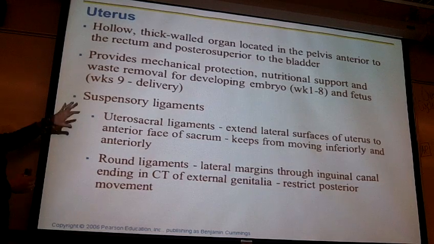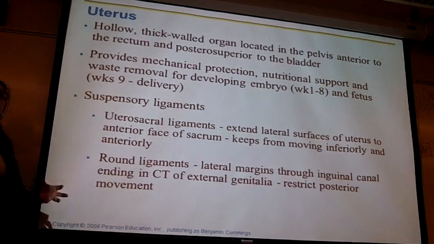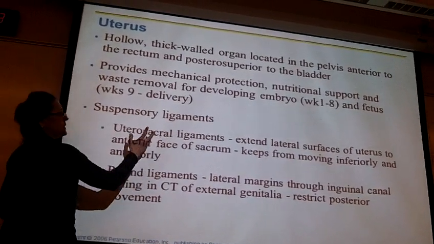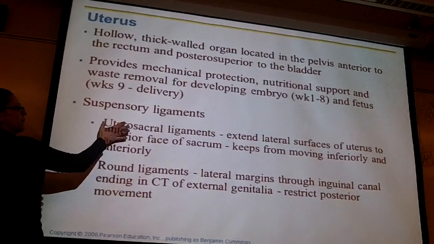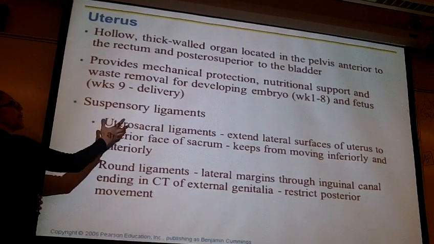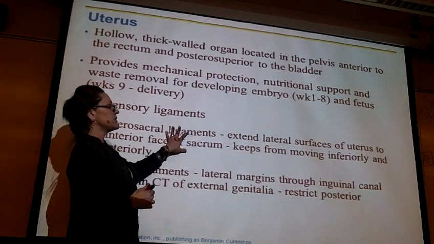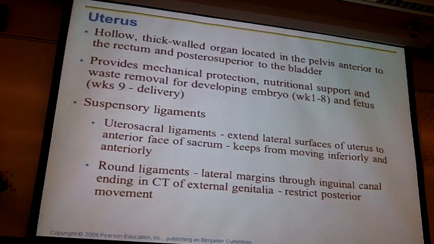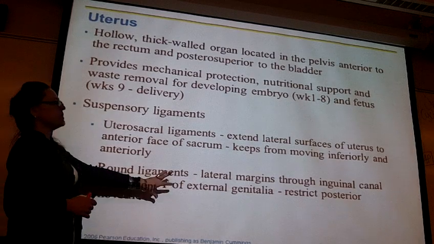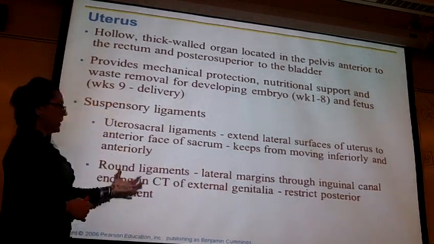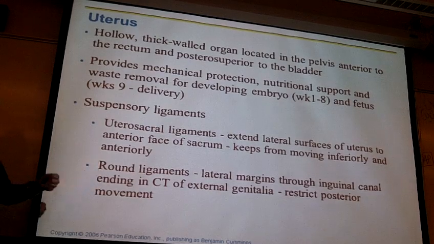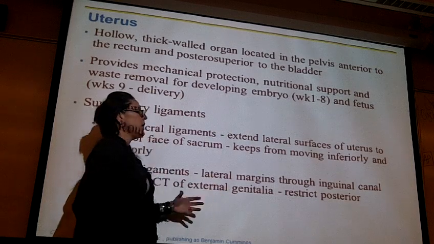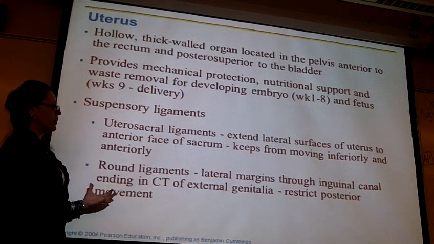Now, again, you're going to have a variety of ligaments helping to support the uterus. You're going to have the uterosacral ligaments. These are ligaments, connective tissue, that run from the posterior, or I guess lateral, sides of the uterus back to the sacrum. This is going to keep the uterus from moving inferiorly and anteriorly. And then you have the round ligaments that come off the lateral aspect of the uterus and embed into the connective tissue associated with the genitalia, and this is going to keep posterior movement from happening.